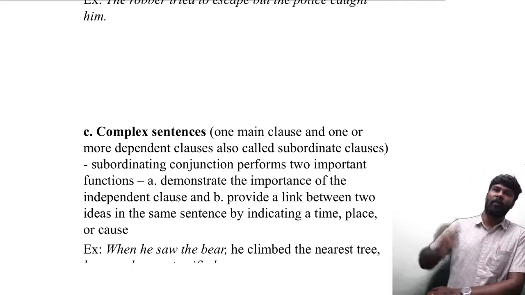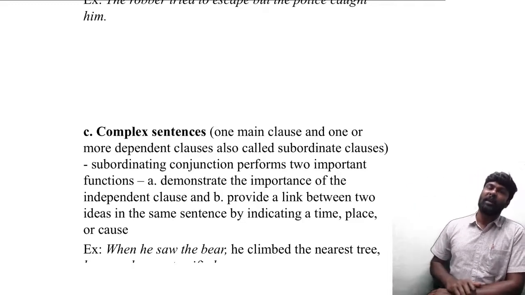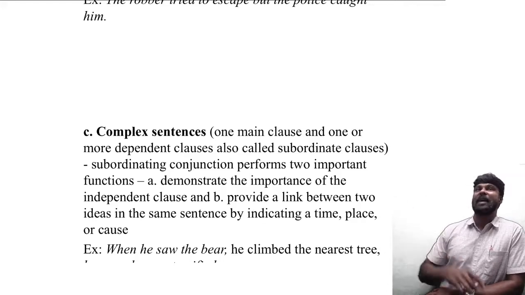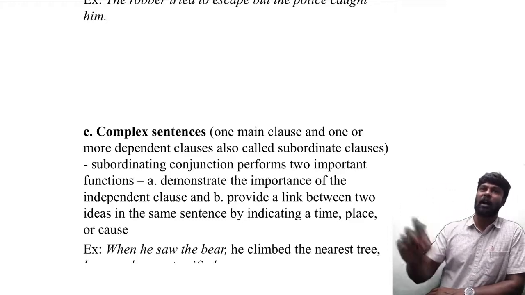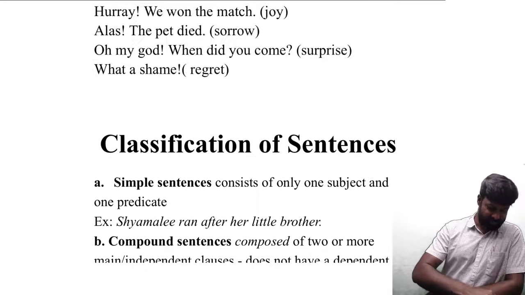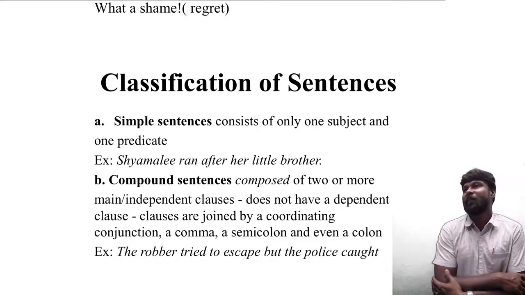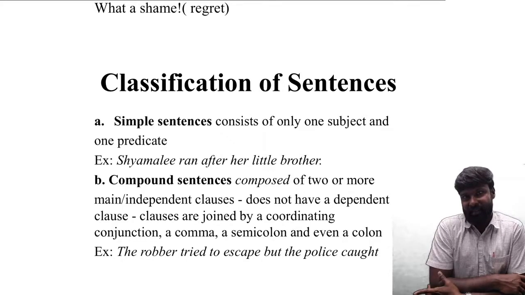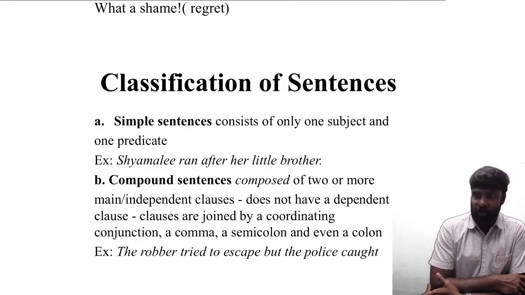What's the definition of a simple sentence? One subject, one predicate is what? That's a clause. But what is a simple sentence? A simple sentence is a group of words which has a subject and a predicate. I'll go back to it. A simple sentence is something that has one subject and one predicate, which is also called a main clause.